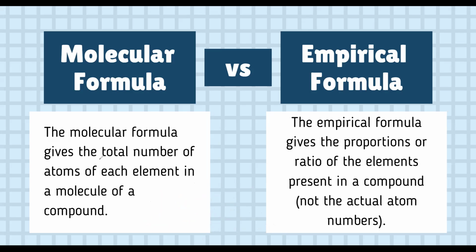It's a formula that gives you the total number of atoms of each element that are present in a molecule of a compound. Empirical formula, on the other hand, is a formula that gives you the proportions or ratio. Do you know what ratio means?